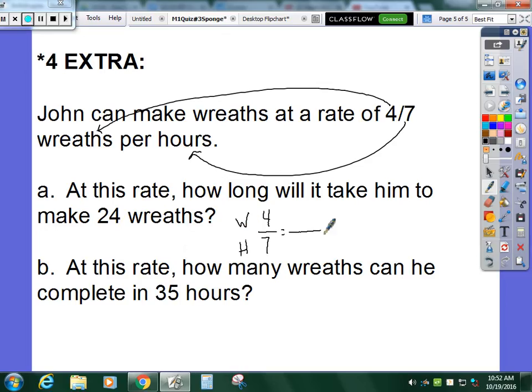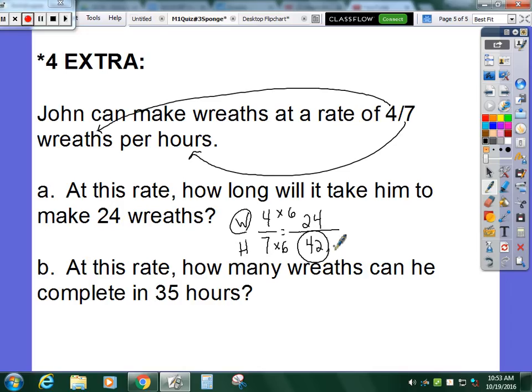Now that it's labeled, at this rate, how long will it take him to make 24 wreaths? Wreaths is on the top, so I'm going to put 24 here. I'm going to do times 6. Whatever you do to the top, you must do to the bottom. 42 hours it's going to take to make 24 wreaths.